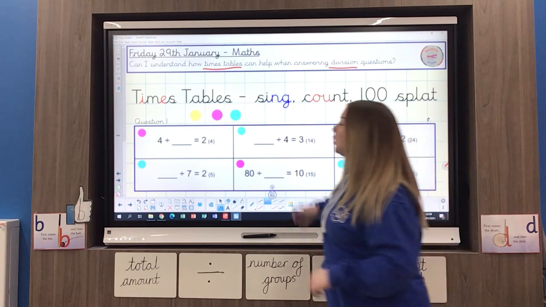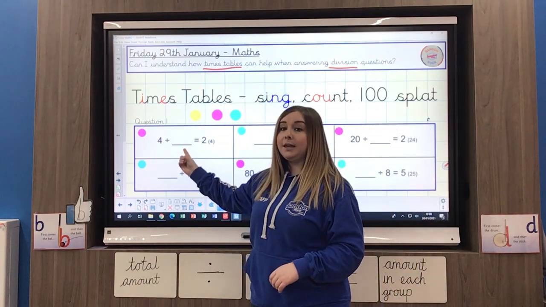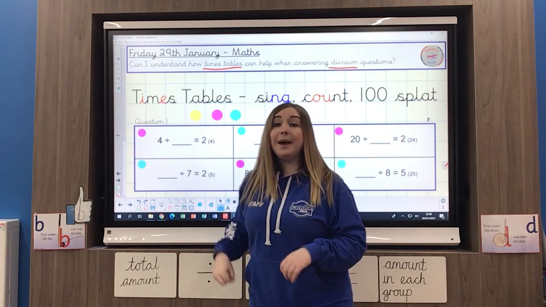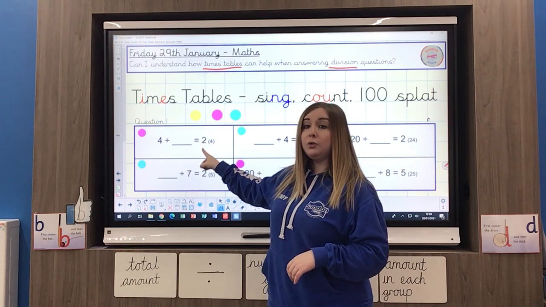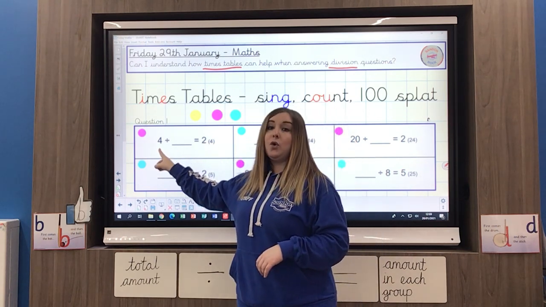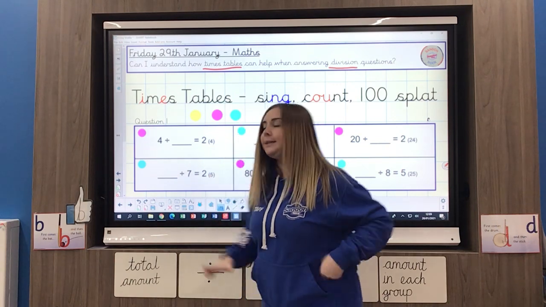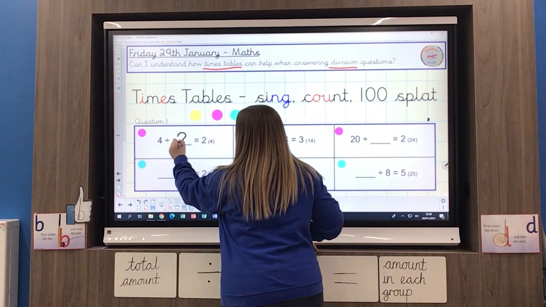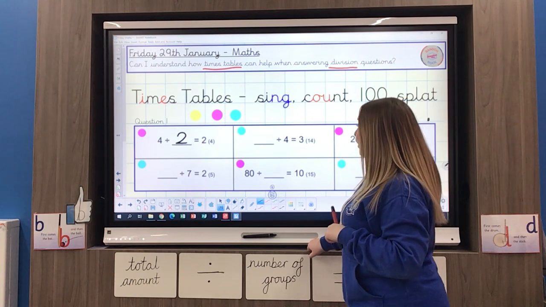Okay, so here we've got 4 divided by something equals 2. And we're going to answer these questions by counting up in 2s until I get to 4. 2, 4. I counted twice, so that would mean that my answer is 2. Okay, let's have a go at another pink question.